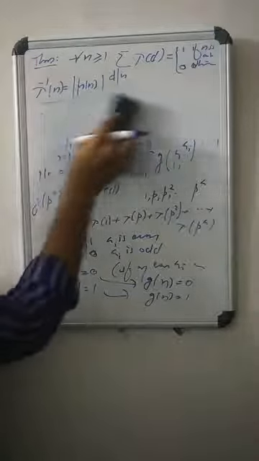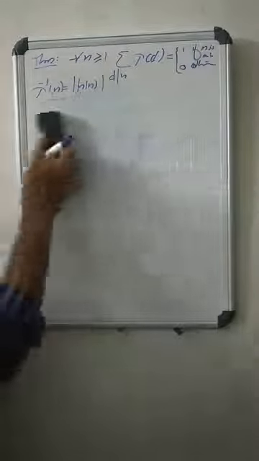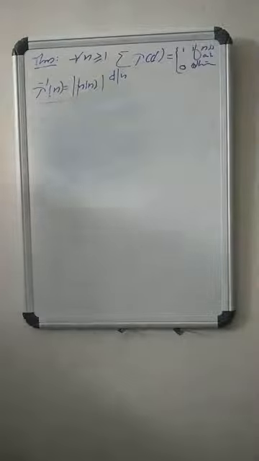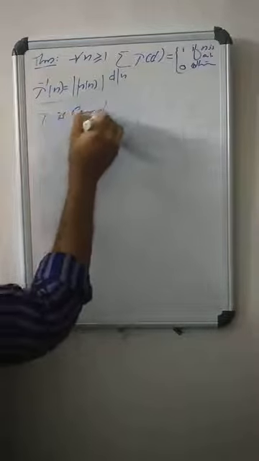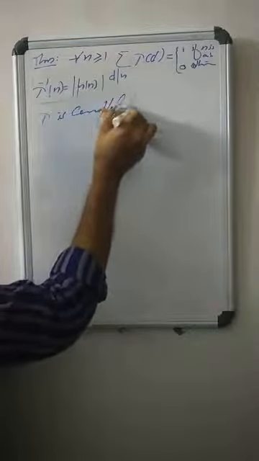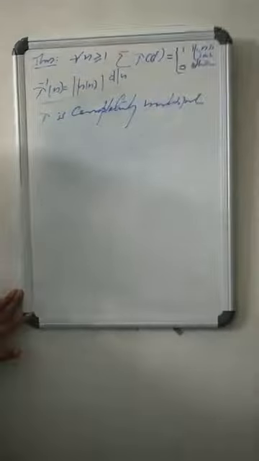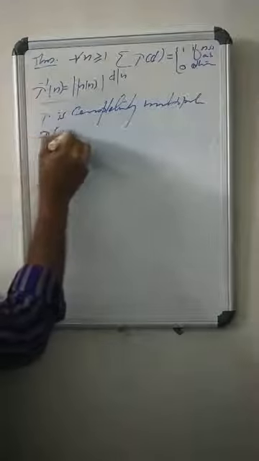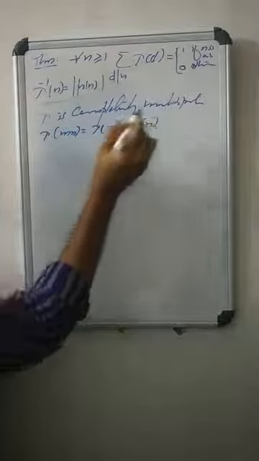Now to prove the second part: lambda inverse of n equals modulus of mu of n. How to prove this one? What is lambda? We already showed that lambda is completely multiplicative. For every m and n, we have lambda of mn equals lambda m into lambda n. It is already proved.